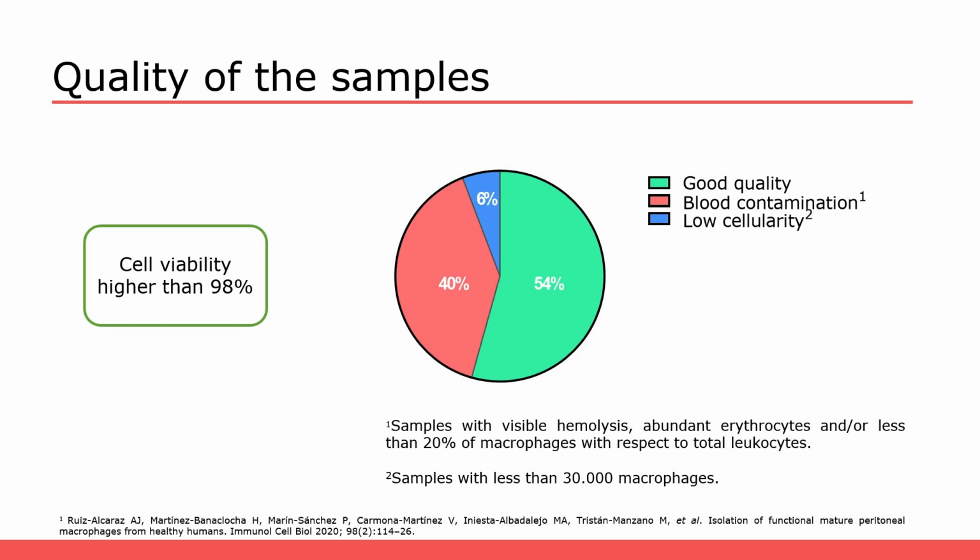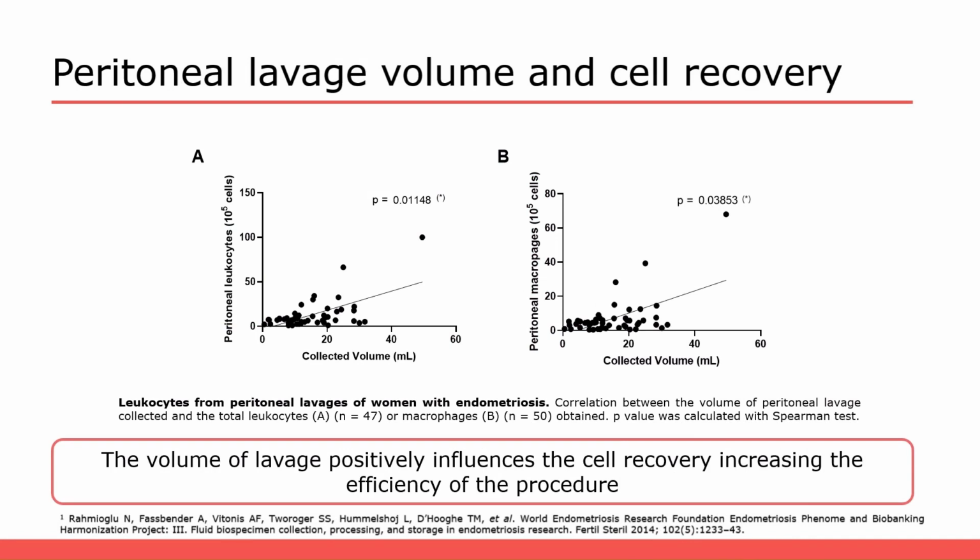We observed that 54% of the samples had good quality and sufficient cellularity to be used in biomedical research, while 40% were contaminated with blood, and 6% had low cellularity. The volume of saline solution used for the lavages positively influenced the number of total leukocytes and macrophages obtained from the samples. Therefore, the 10 milliliters previously recommended by the World Endometriosis Research Foundation may not be sufficient, since some of the available leukocytes that could be used in biomedical research are being neglected, reducing the efficiency of the procedure.